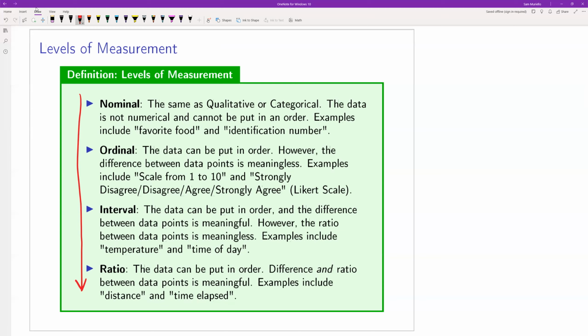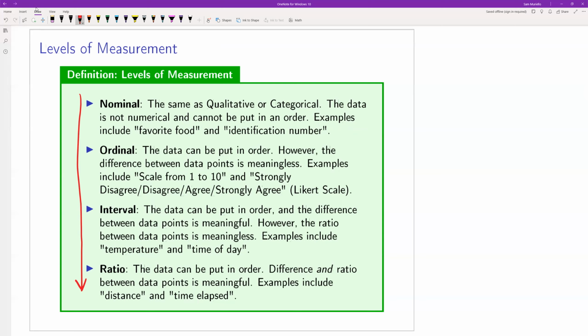One step up from ordinal data is interval data. Interval data can be put in an order, and this time the difference between data points will have some meaning. For example, if I'm talking about the time of day, we can say that I arrived at 3 o'clock and you arrived at 5 o'clock. It's meaningful that I arrived 2 hours earlier before you did. You can talk about the difference between different times of day.